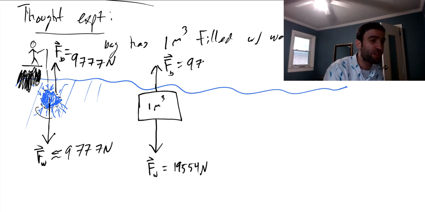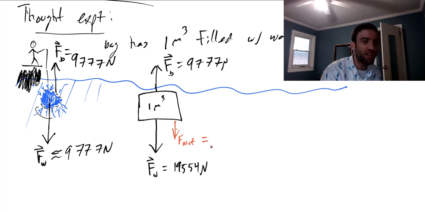So here the buoyant force is again 9,777 newtons. And so that means that there is a net downward force, F net, on this thing from the weight and the force of buoyancy, which is 9,777 newtons.